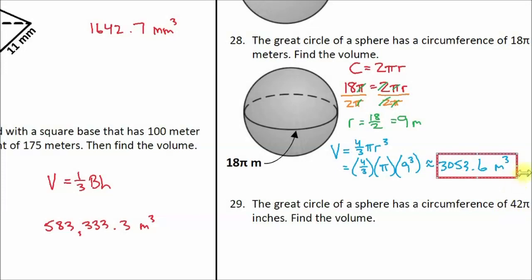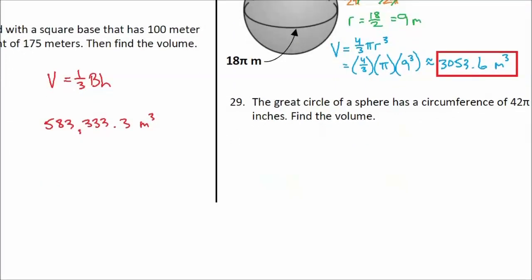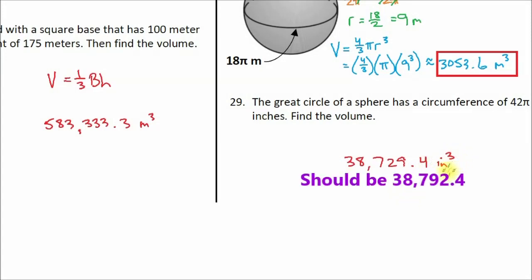Go ahead and do number 29 on your own, and we'll check your answer in a moment. Okay, hopefully you've given that a shot. For 29, you should have gotten a volume of approximately 38,729.4, and our unit of measure should have been inches cubed. You would have found that the radius was equal to 21 inches. The radius is 21 inches. That's the end of the back of review sheet number 1.